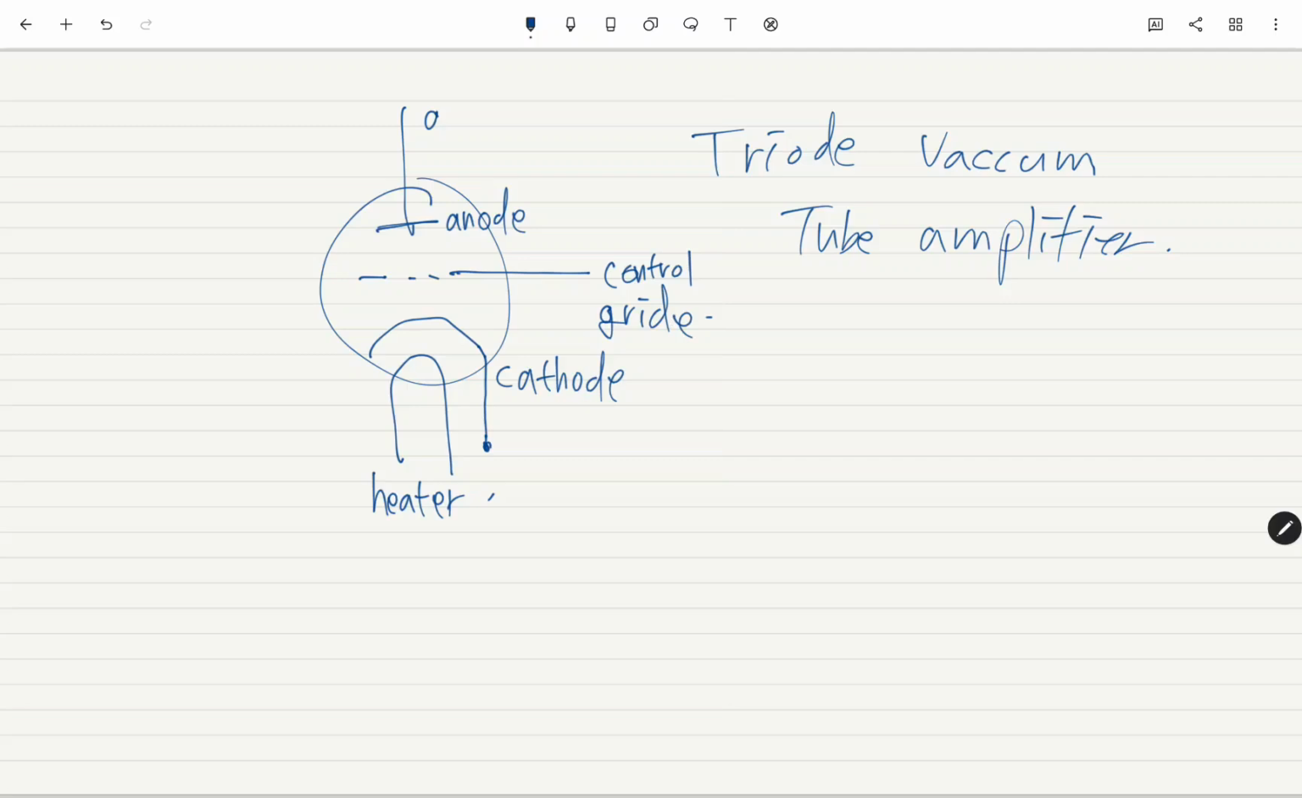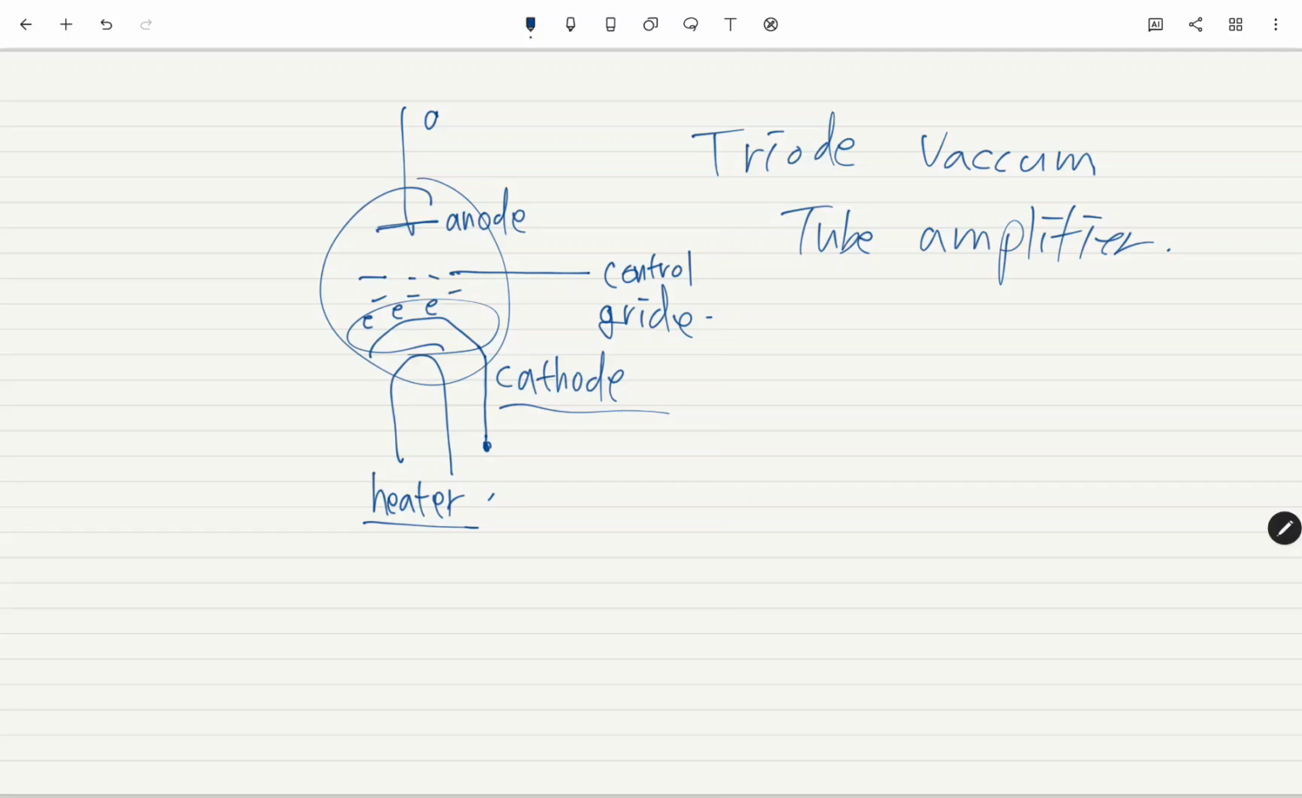Okay? So how does it work? If you use the heater to heat up the cathode side, okay? The cathode is made out of metal. So if you heat it up to a very, very high temperature, what is going to happen to the cathode side? It emits electrons, okay? It emits electrons when the cathode becomes super hot.